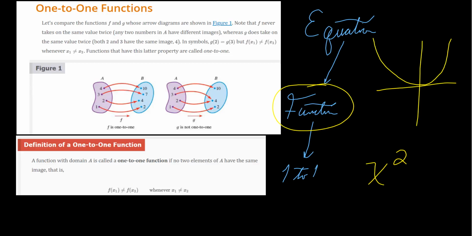Well, the example I used was 2, right? If I had 2 here and negative 2 here, what is 2 squared? Well, that's 4. But we know negative 2 squared is also 4. So that would make it not a one-to-one function.